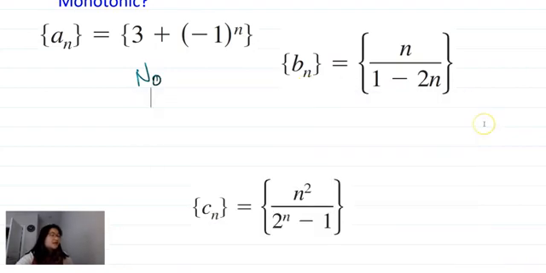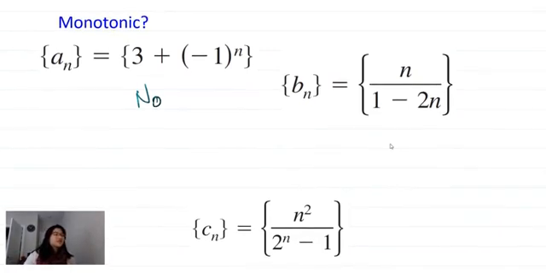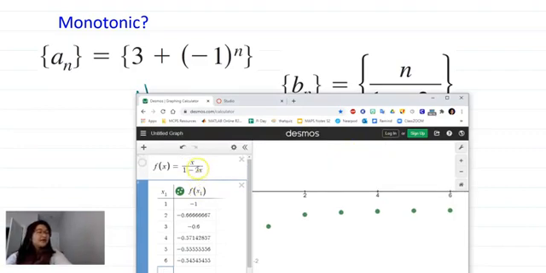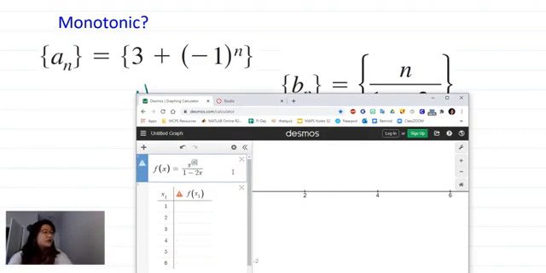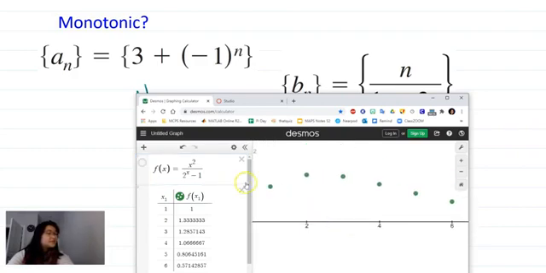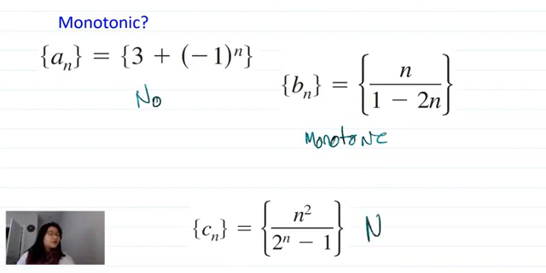So what's happening? We have a monotonic sequence because it is non-decreasing. And what about c sub n? We got n squared, so we got x squared. And then 2 to the x, 1 minus 1. And what do we end up with? We go from 1 to 1.3 repeated, and then we go down. So no, not monotonic.